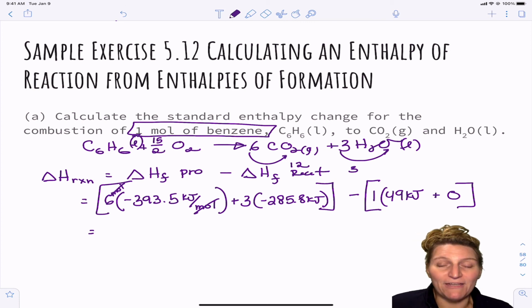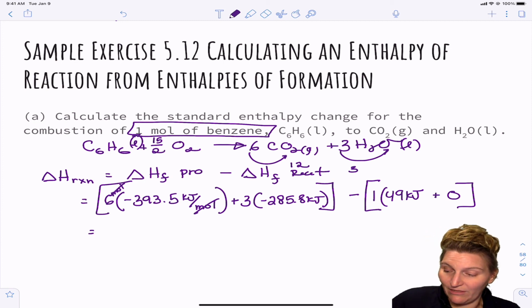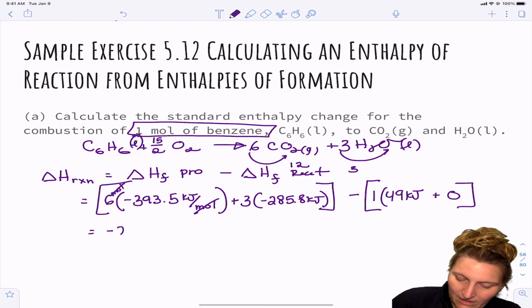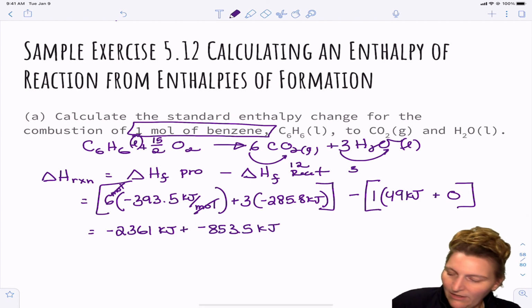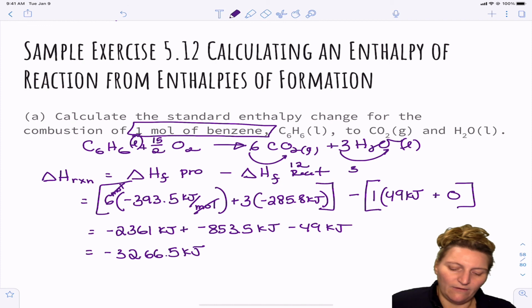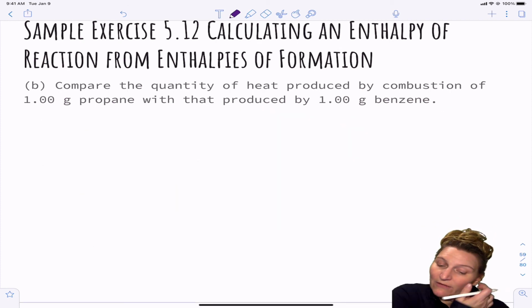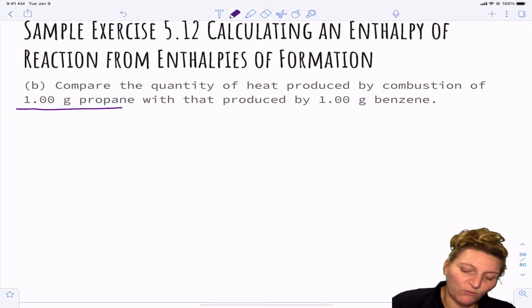So now it's just arithmetic, and although you will be able to use a calculator, often students get these problems wrong because you have to be super careful with signs and making sure that you plug the numbers in your calculator correctly. So when I multiply this out, I get negative 2361 kilojoules plus negative 853.5 kilojoules, and then minus 49 kilojoules. When I add these up, I get negative 3,266.5 kilojoules.